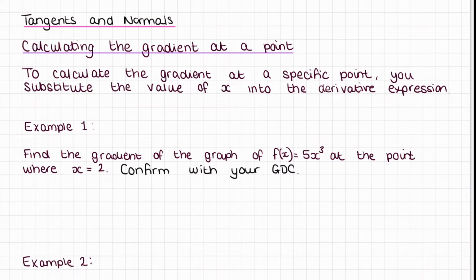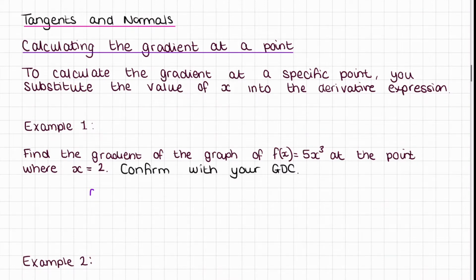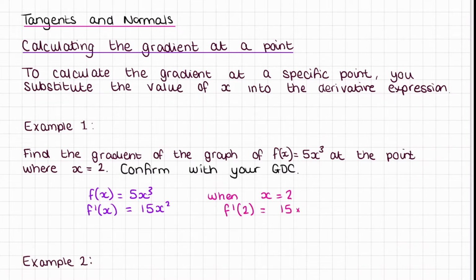First thing when we're doing this, we need to find our derivative. Our original equation is 5x^3, which means our derivative equation will be 15x^2. Now to find the gradient when x = 2, we sub x = 2 into our derivative, which will be 15 times 2^2, which equals 60. I'm now going to go over to the graphics calculator and show you how you can do this really quickly in there.